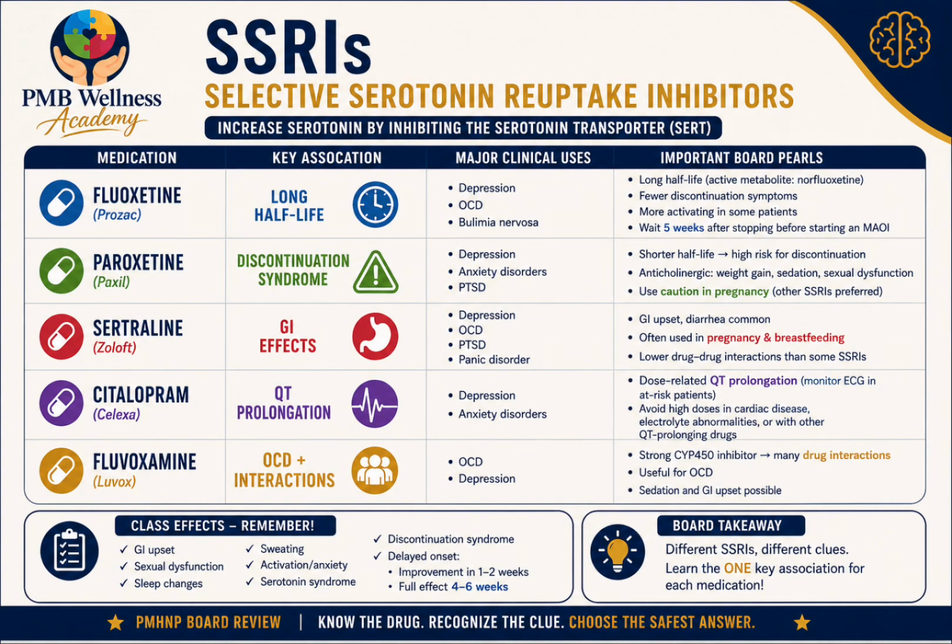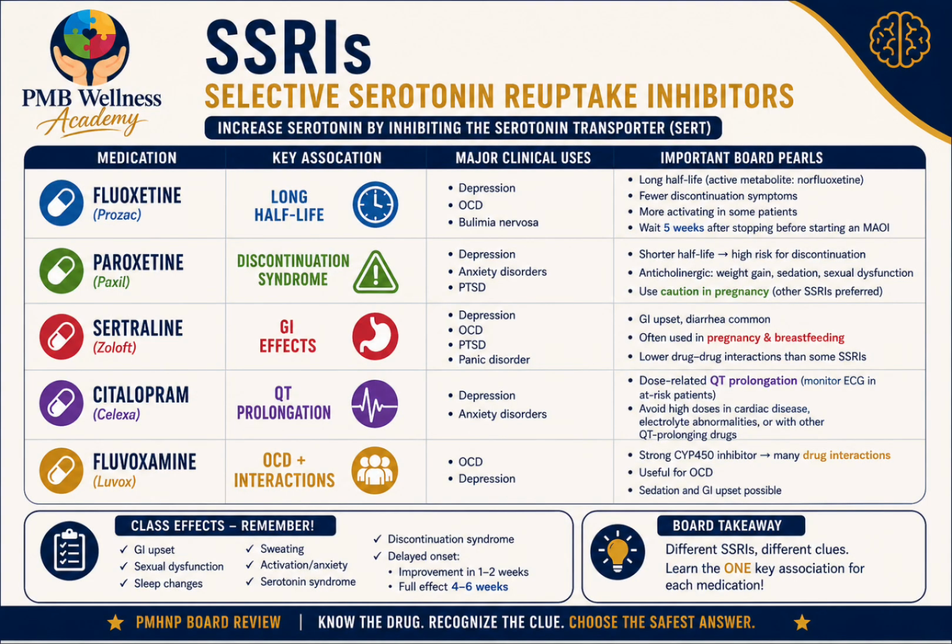The long half-life becomes particularly important when switching medications. So if you're switching from fluoxetine to an MAOI, you need a much longer washout period than you would with most other serotonergic antidepressants. Your board association is simple. Fluoxetine equals long.